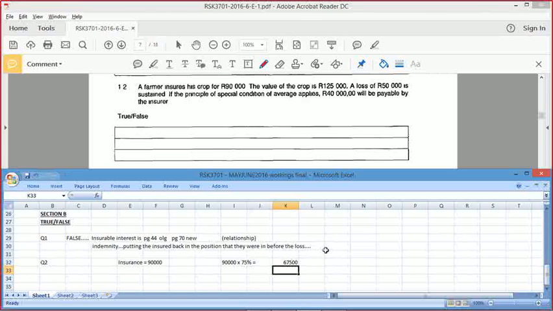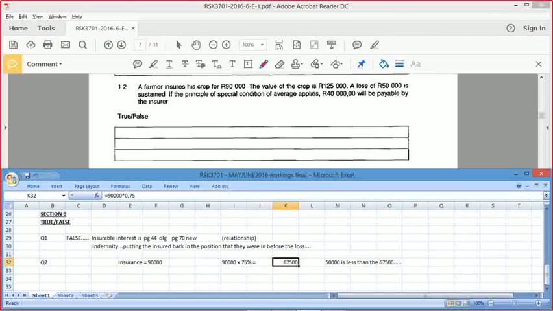67,500. The loss that was sustained was 50,000. That's less than 67,500. So would they pay out the full amount? No. It's a special condition. 50,000 is less than the 67,500. They will pay out.